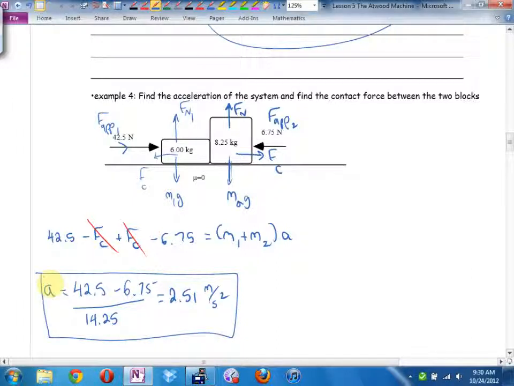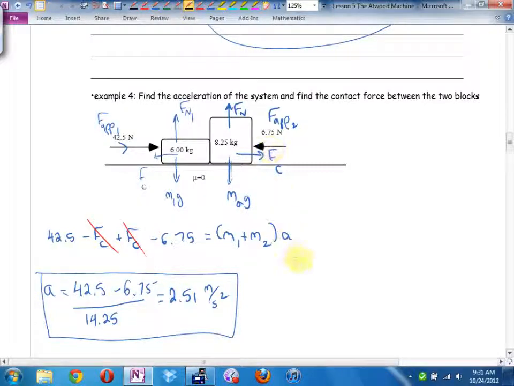That's not all they wanted us to find, though. What else did they want us to find? Contact force. Oh, I can do that. I'll look at one mass. And you know what? I'm going to be clever. I'll pick the one where the contact force is the winner, because it'll give me a nicer equation. In which one is the contact force the winner? The left mass or the right mass? The right. So let's go to the right-hand mass, the 8.25.